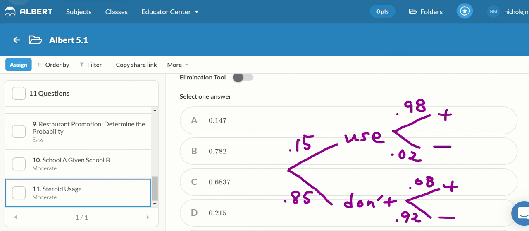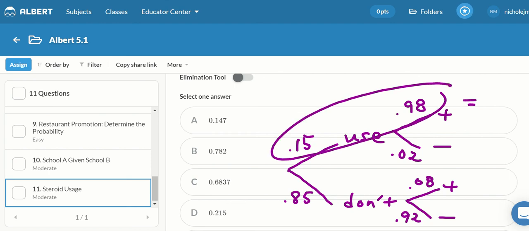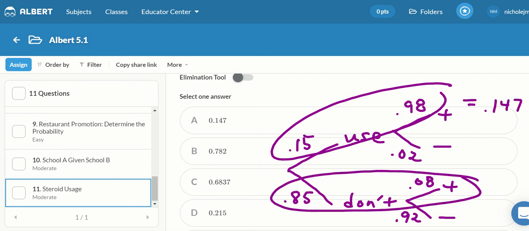The first thing we want to do is get these two numbers, because that's a positive test result. Crunch those in your calculator and multiply them. So 0.15 times 0.98 gives us 0.147. Do the same here with these two numbers, and this is super ugly, I get that. Crunch those two out, multiply them. I think it's 0.068.